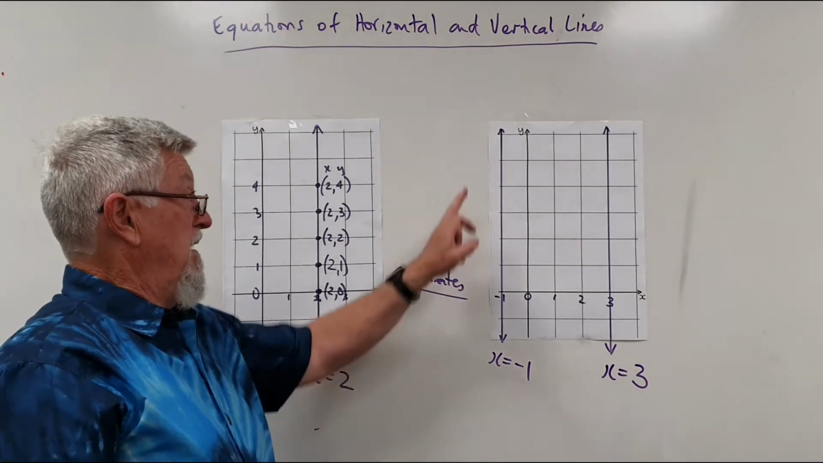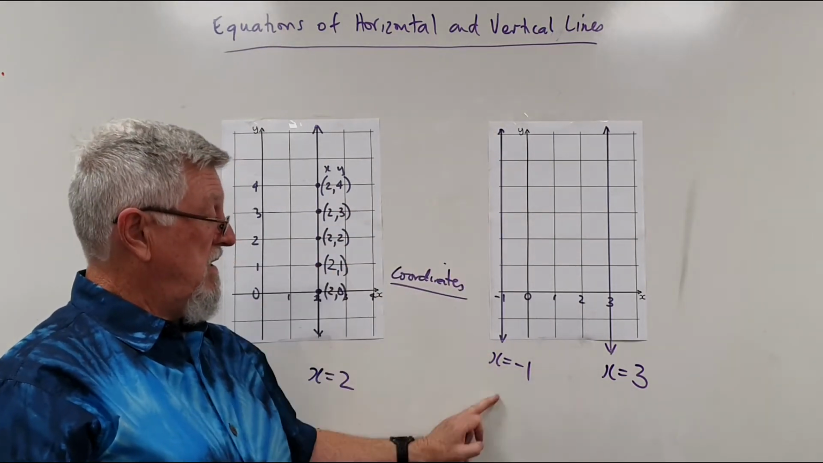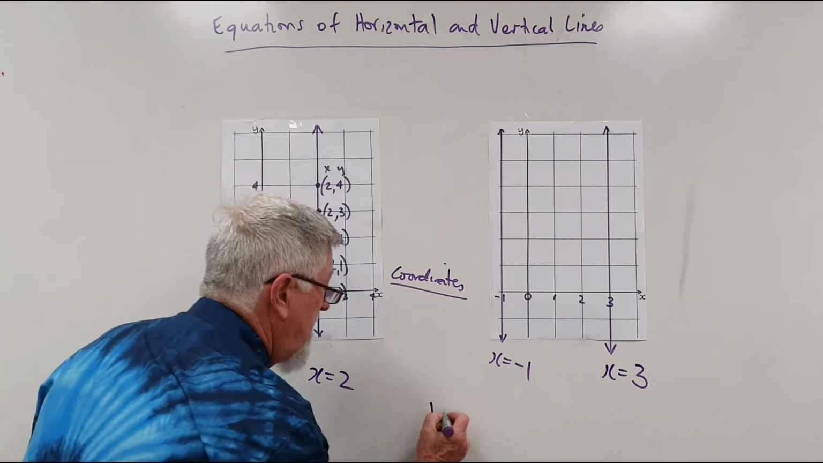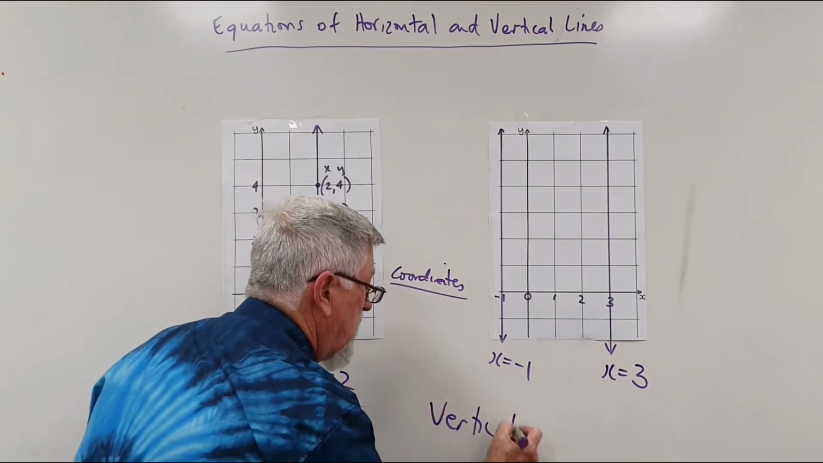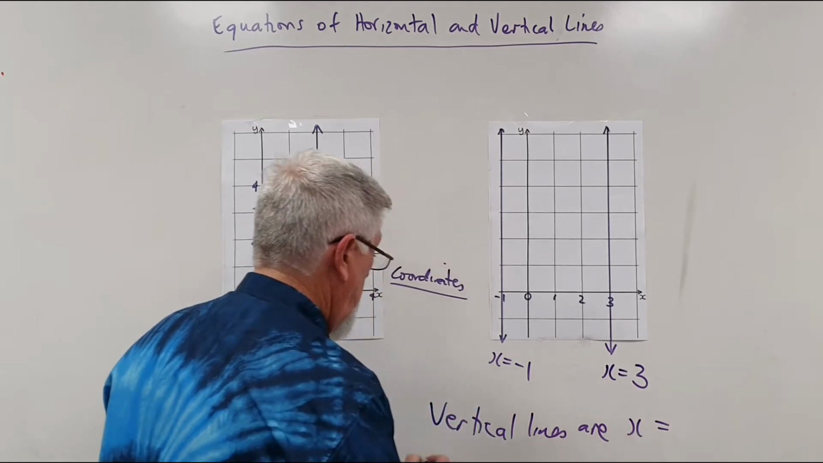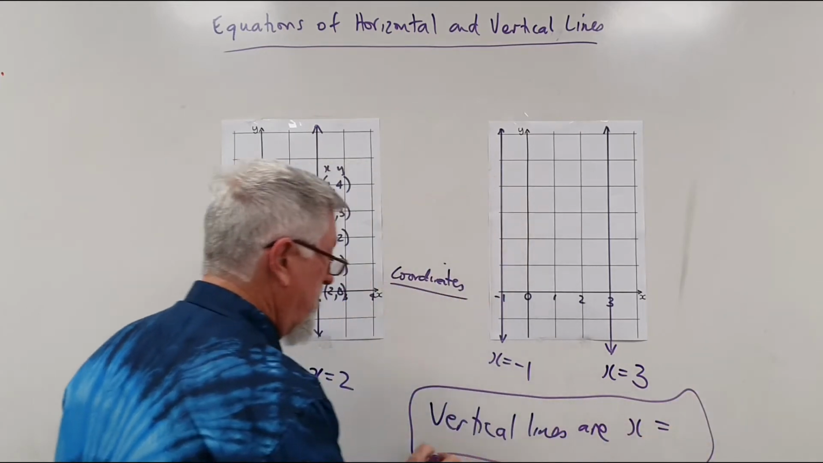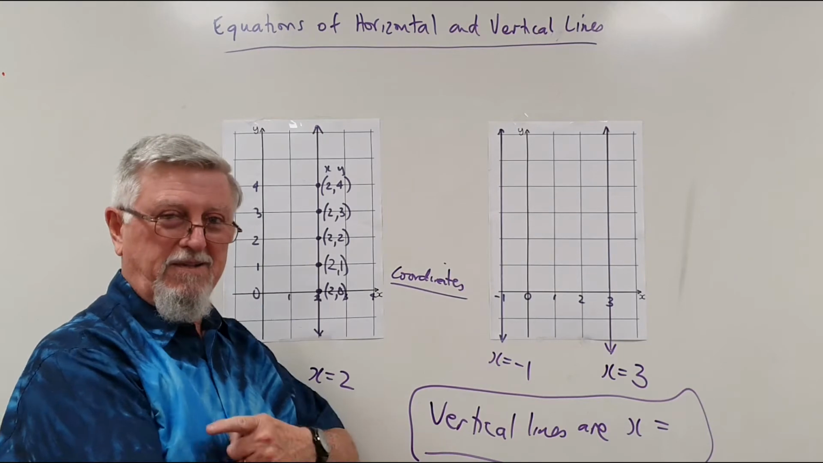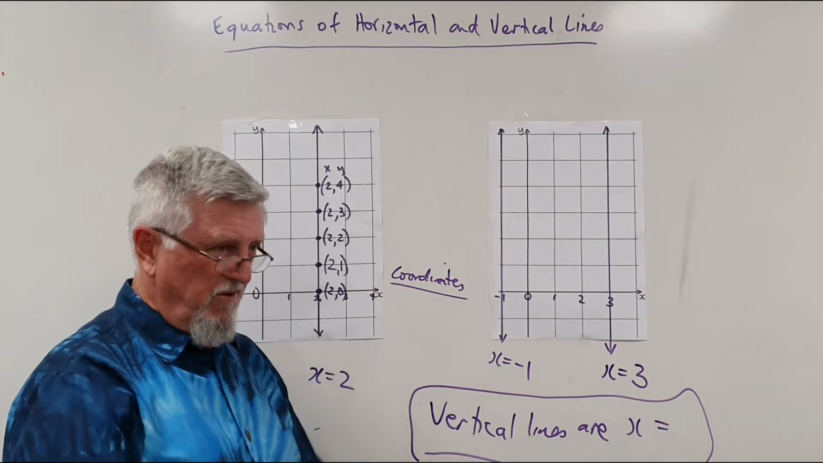So the vertical lines are the x's. And I feel like doing anything I can to get in your brain: the vertical lines are x equals, the vertical lines are x equals.